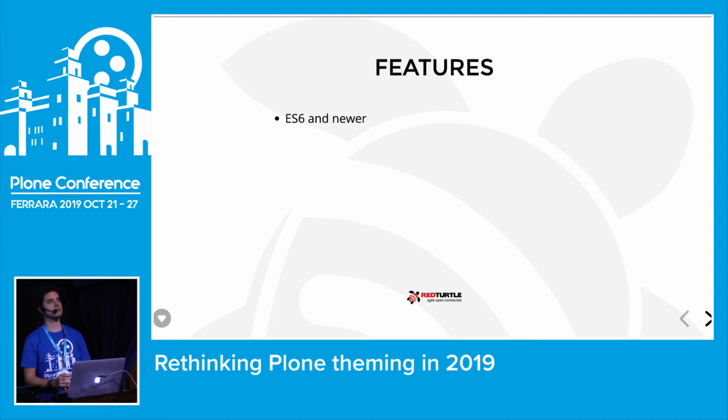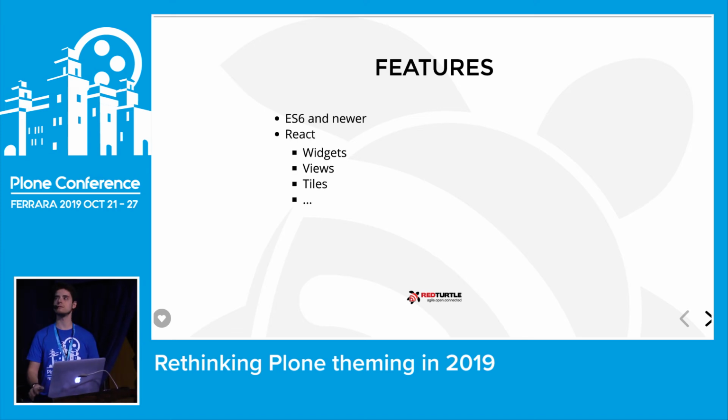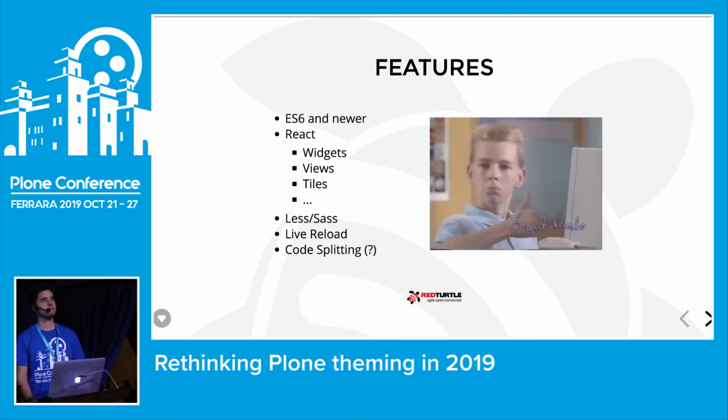We have ES6. We can use other modern libraries such as React for widget views and other stuff. We can use Less, Sass or any other CSS framework. We have live reload, which is a really nice feature. And probably we could also have code splitting, but we haven't tested it yet. It could be an interesting feature for the future. So, nice. We like that.